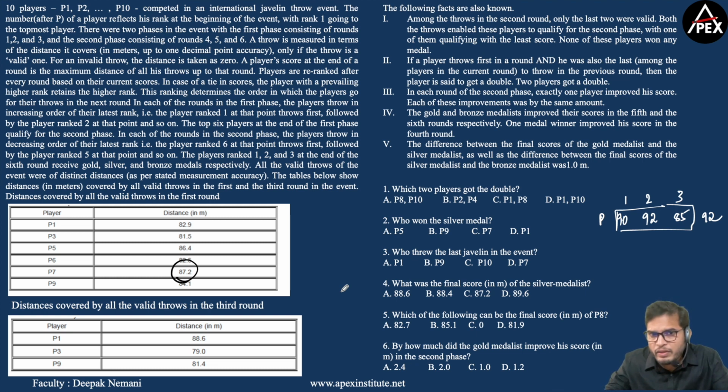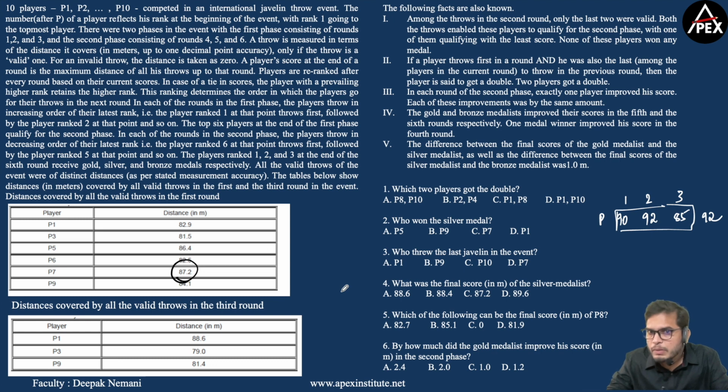We are not given any data with respect to the second round, but it is mentioned that among the throws in the second round, so you'll be having all the 10 throws, only the last 2 throws were valid, so all the remaining throws were invalid. So you have only 2 valid throws in the second round. Both the throws enabled these players to qualify for the second phase. So that means the 2 players who had valid throws in the second round were among the top 6 after phase 1. None of these players won any medal, so these two players did not win either gold or silver or bronze medal.